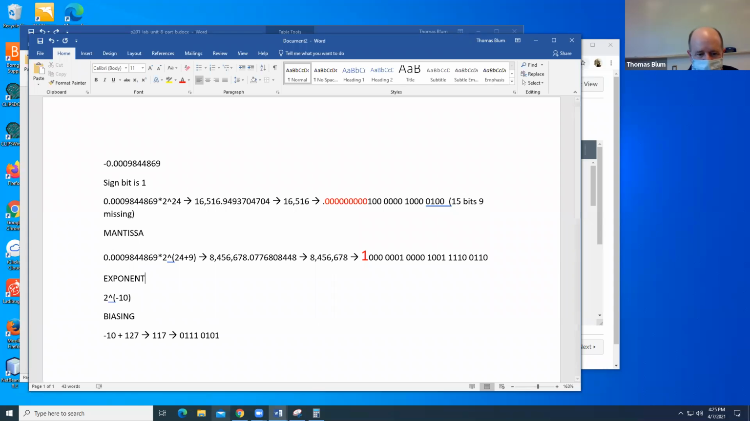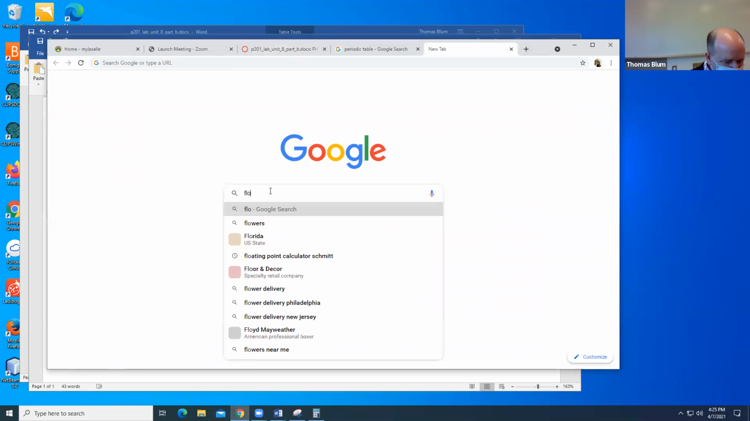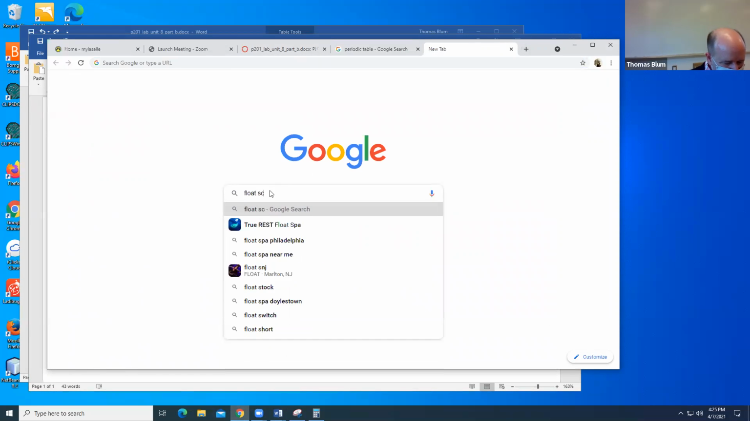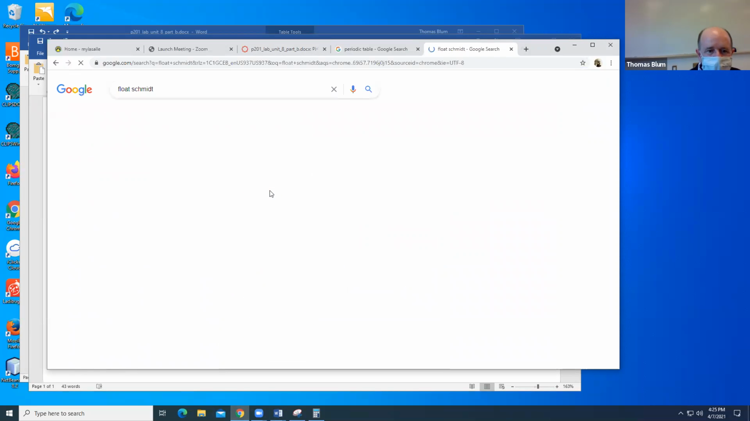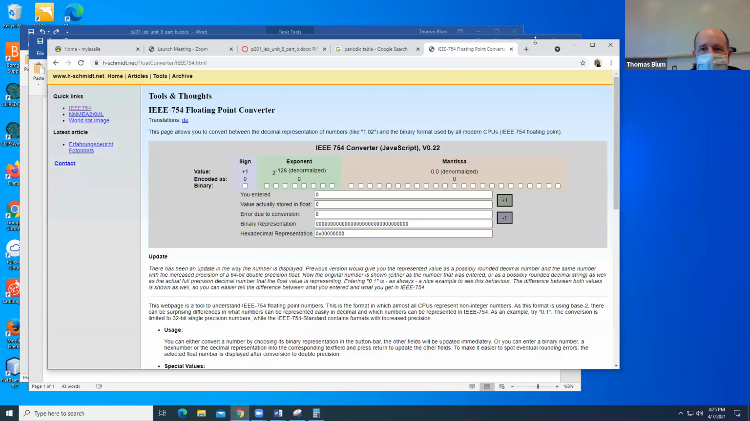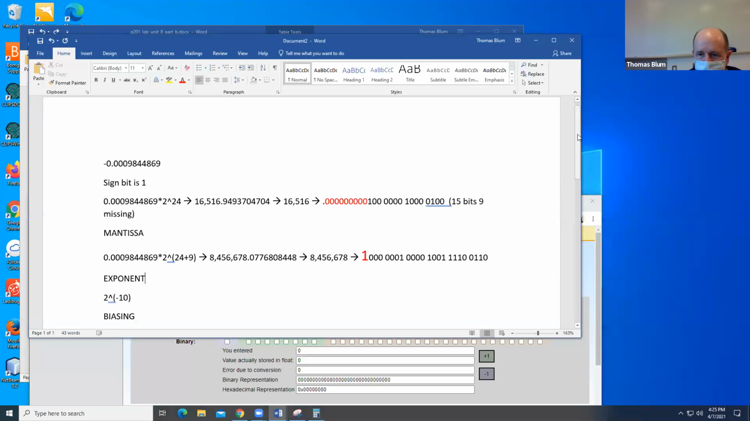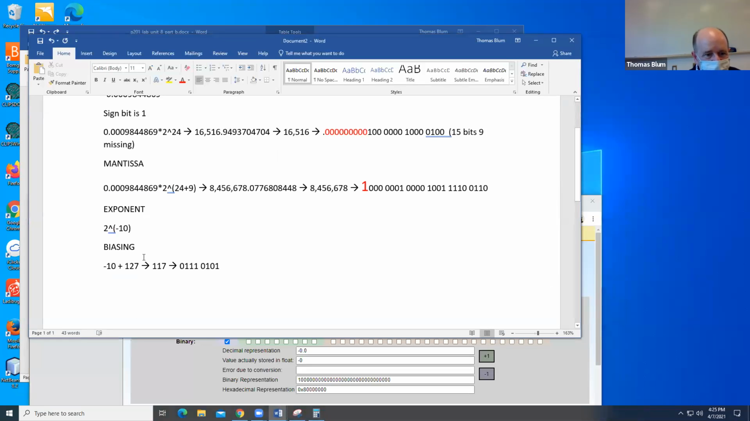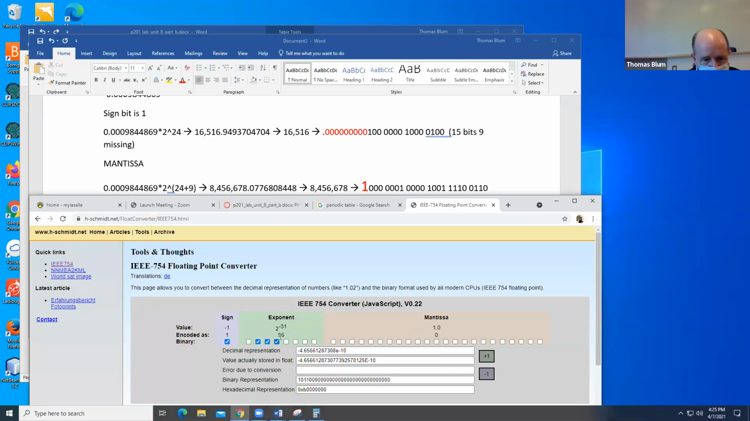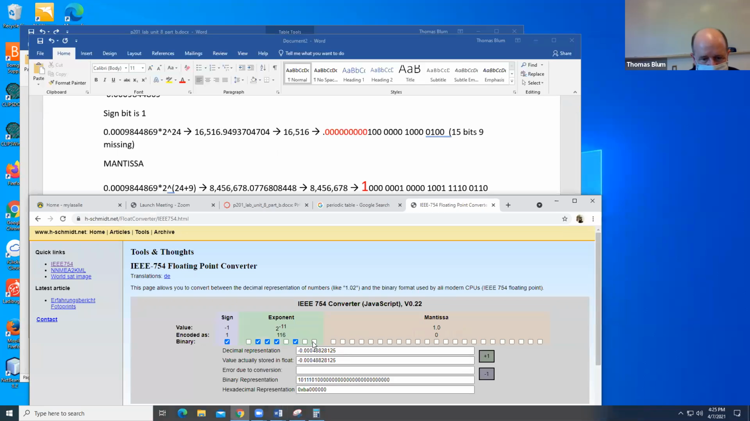Okay, and then we can do the check. So it's float, and I use some guy named Schmidt. There he is. And what was my answer? My answer was that the sign bit was a 1. My exponent was 0, 1, 1, 1, 1, 1, 1, and then 0, 1, 0, 0, 1, 0, 1.